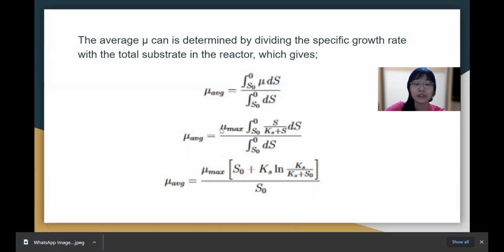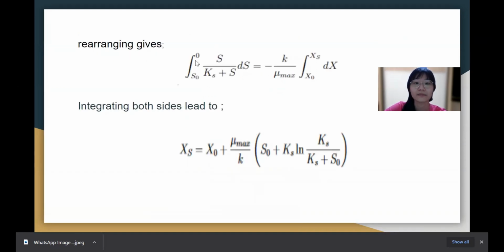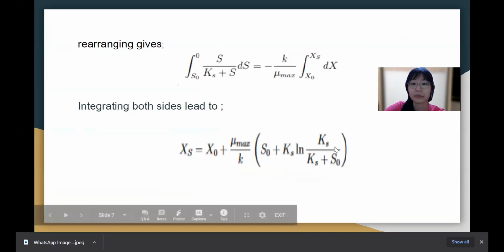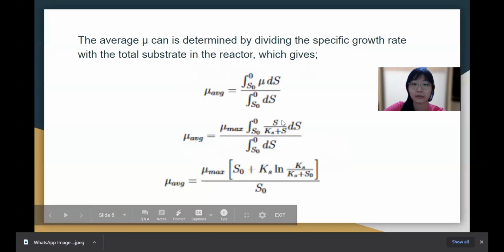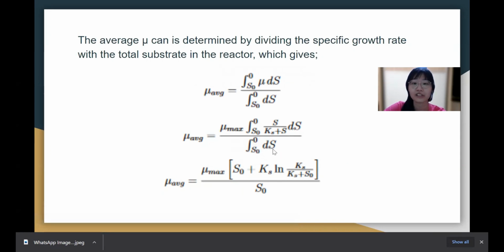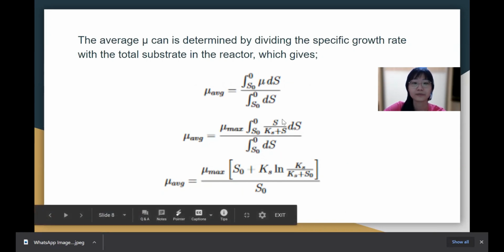But the mu max, we move outside of the integral, so it's easy for us to integrate this. So when we integrate this, we'll get the one in the bracket. So we replace it with S0 plus Ks. Then the mu max remains. And then when you integrate over the total substrate in the reactor, you will get S0.